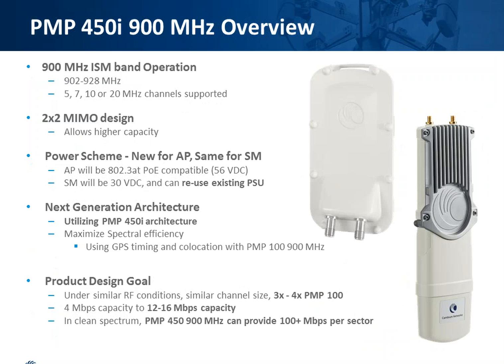We also introduced a 900 megahertz variant of the 450 platform. This 900 megahertz version is in the ISM band, 902 to 928. It supports many channel variations. We have several customers that have been using it as beta customers and early trial customers with glowing results.